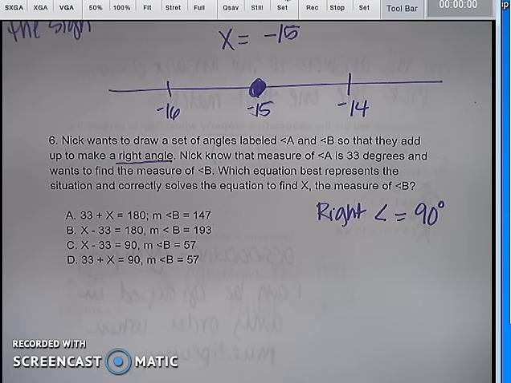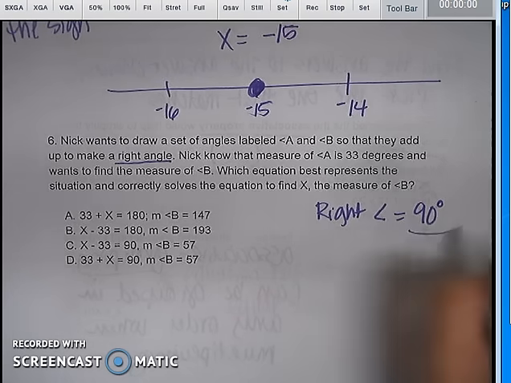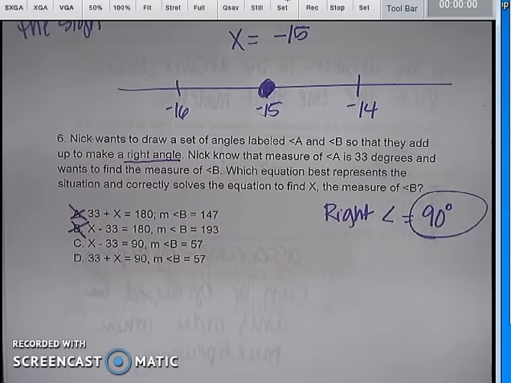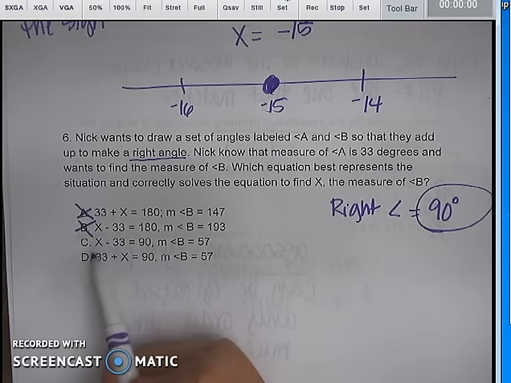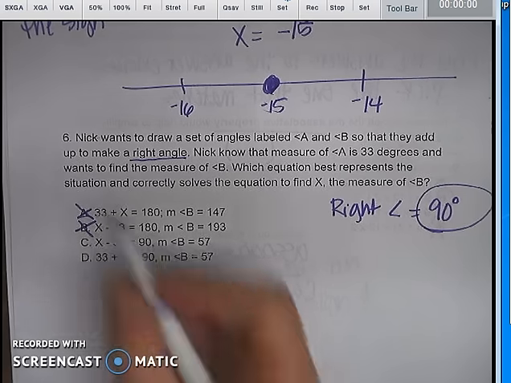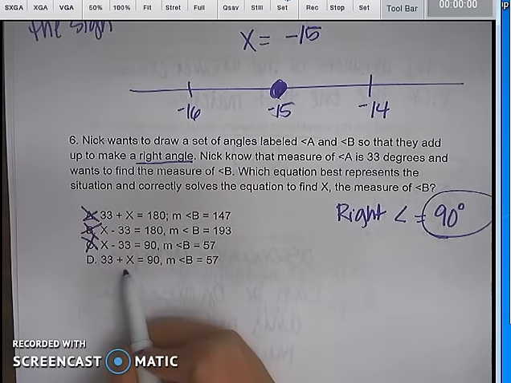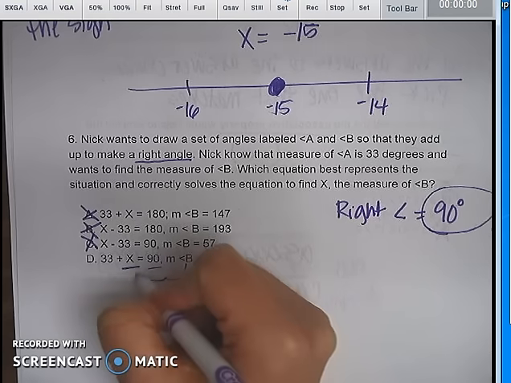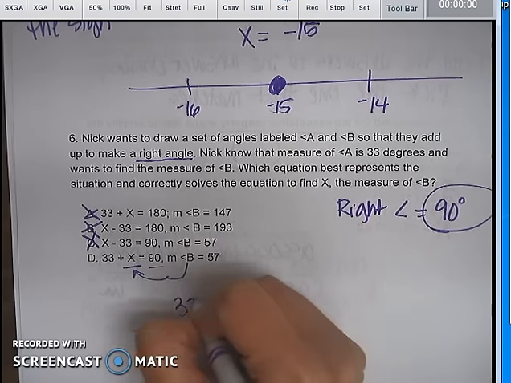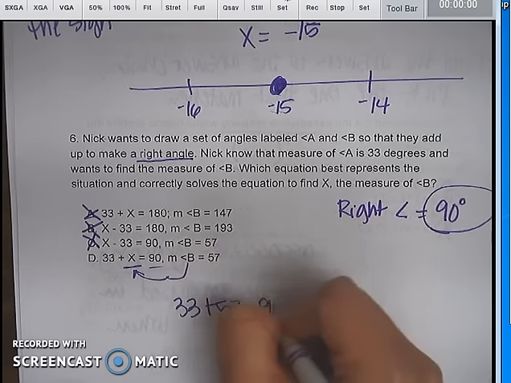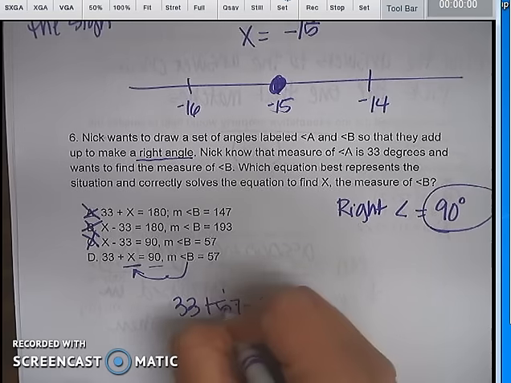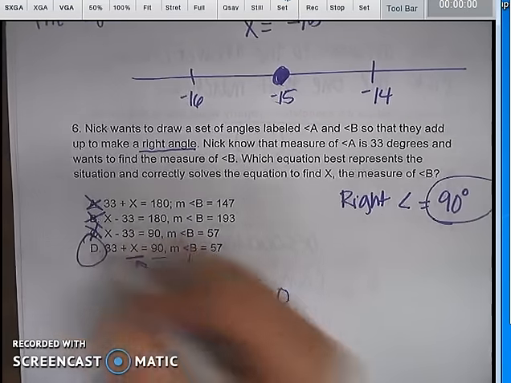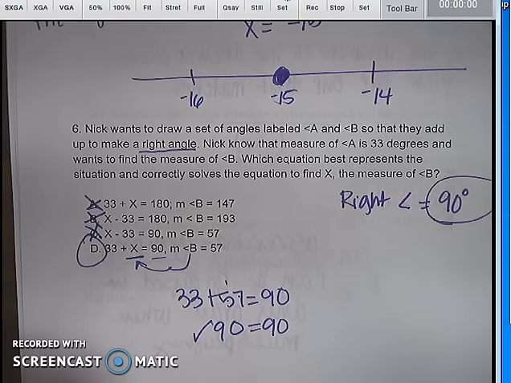All right, well, you know that it has to equal what? Your total has to equal 90. So look here. I'm marking off 2 answers right there. This is telling you that the other angle minus 33 would give you 90. No. 33 plus the other angle would equal 90. Well, let's see. It's telling me that the other one is 57. So let's plug it in. 33 plus 57 equals 90. 3 plus 7 is 10. 8, 9. Does 90 equal 90? Yes, so that's my answer. That one's easy.